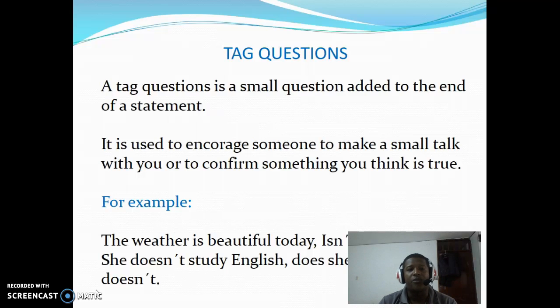Okay, we have an example of a tag question here. For example, the weather is beautiful today, isn't it? Yes, it is. She doesn't study English, does she? No, she doesn't. So sometimes people ask themselves what it means in Spanish. It's like a normal question or very small question we add to the end, like ¿cierto? ¿Verdad? ¿Sí o no? So let's continue using the tag.